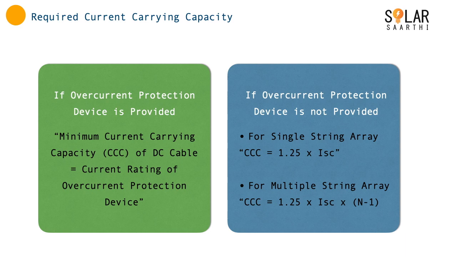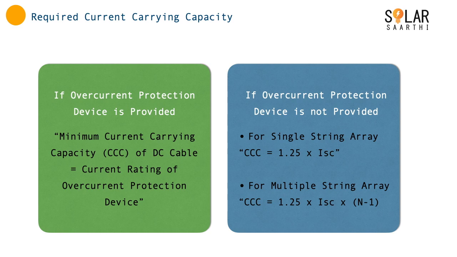For multiple string arrays, the current carrying capacity should be equal to 1.25, again the safety factor, multiplied by the short circuit current and multiplied by N minus 1. This N is the total number of parallel strings. For example, if you have 4 strings, then N would be equal to 4. We have to specify here that while calculating the current carrying capacity, we are considering the short circuit current of the solar PV modules.